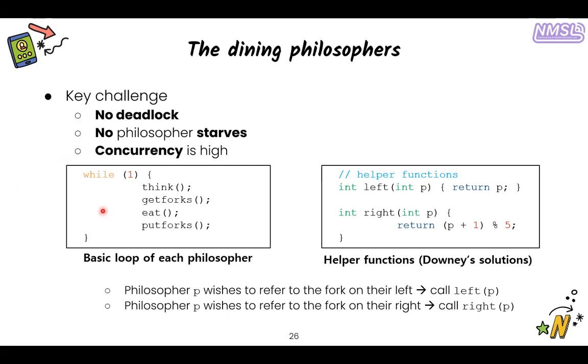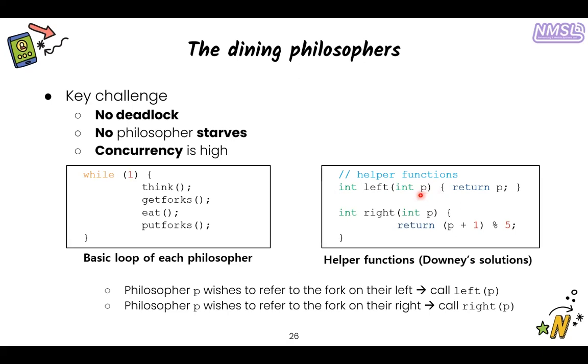So the basic loop for philosopher i is: it thinks, hopefully a lot. Now, if it wants to eat, it needs to get forks. Then it eats. When done eating, it puts the forks back. We need some helper functions because in order to eat, you need both forks, on your left and the right. So the function left basically returns P.